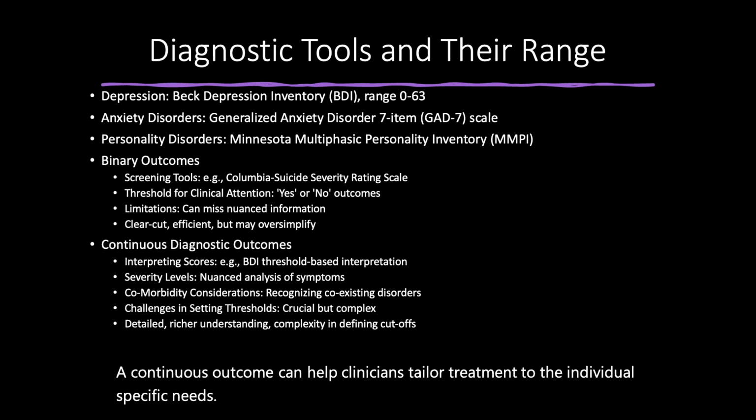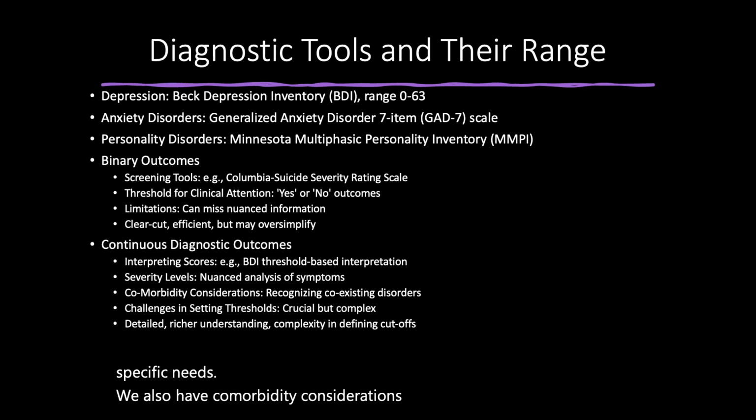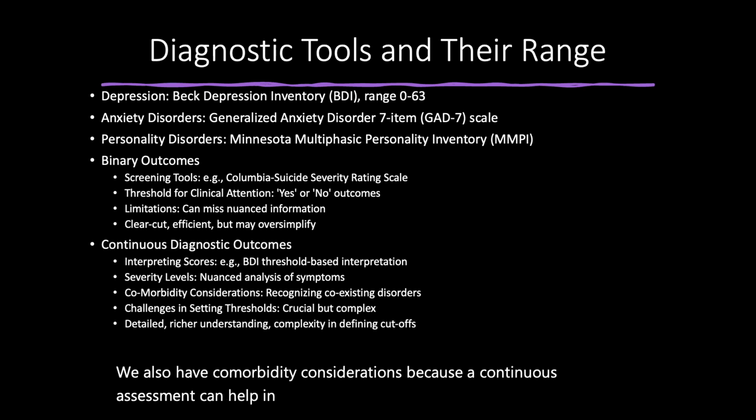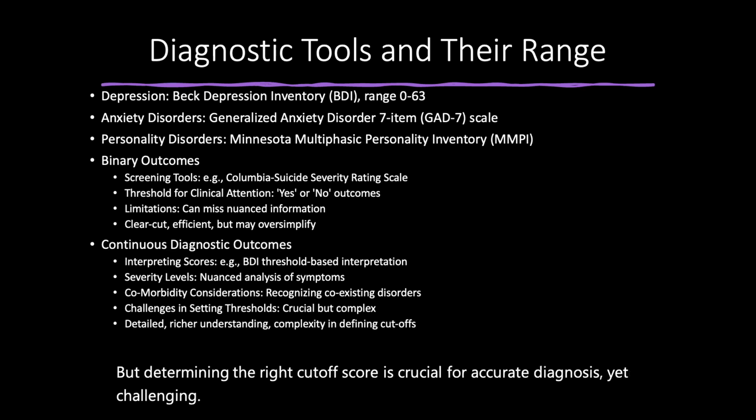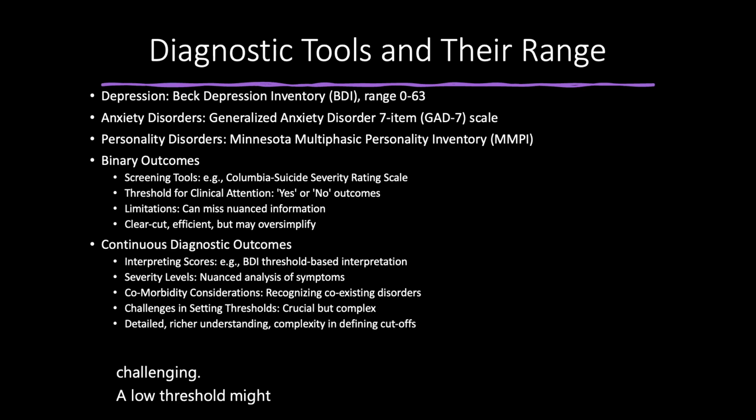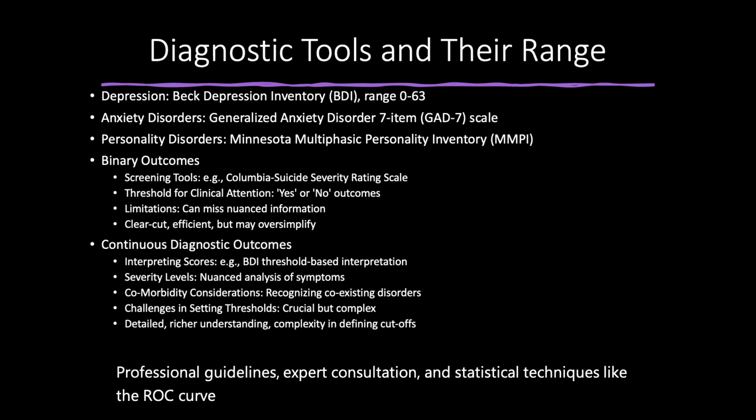We also have comorbidity considerations because a continuous assessment can help in recognizing coexisting disorders and the interplay between different symptoms. But determining the right cutoff score is crucial for accurate diagnosis, yet challenging. A low threshold might overdiagnose, while a high one might miss genuine cases. Professional guidelines, expert consultation, and statistical techniques like the ROC curve are often used to determine these cutoff points.